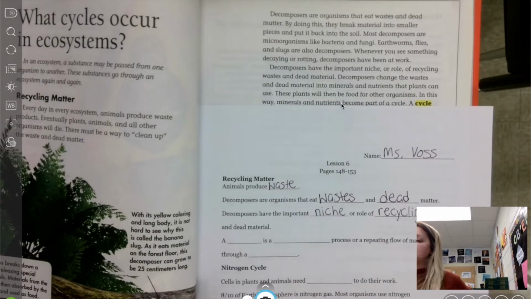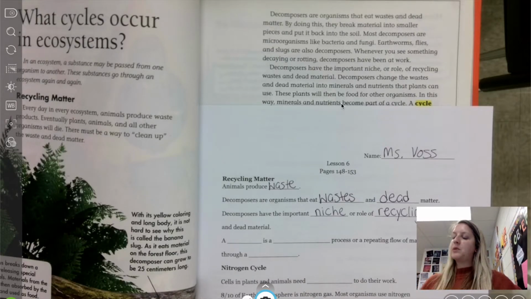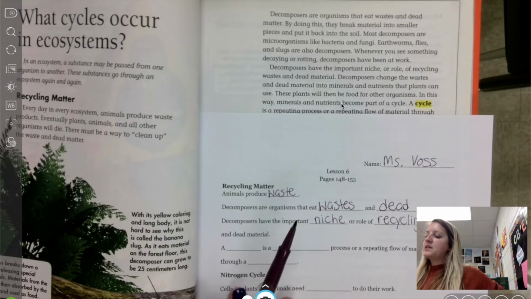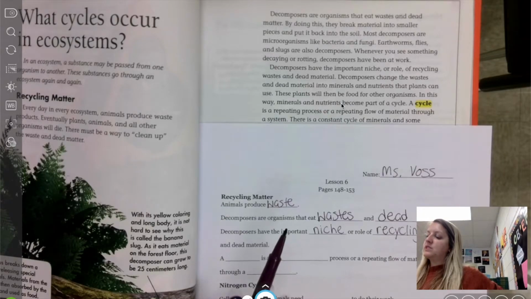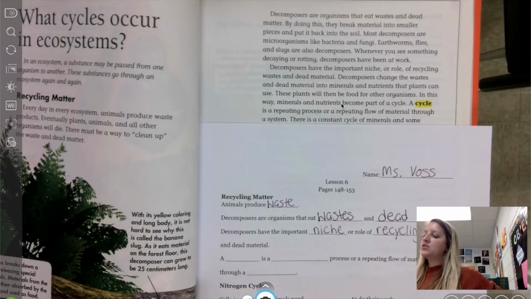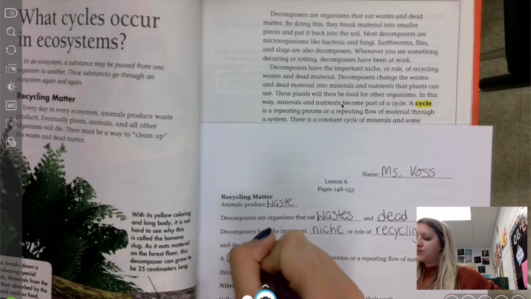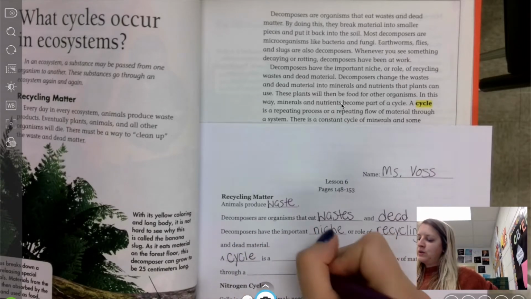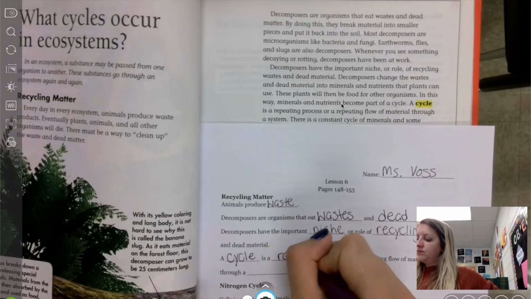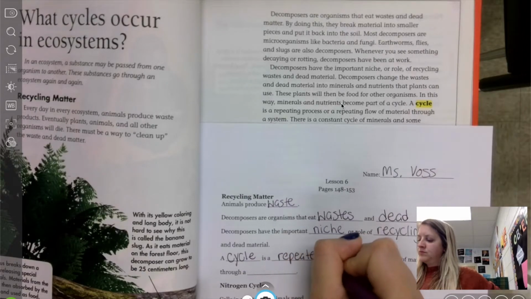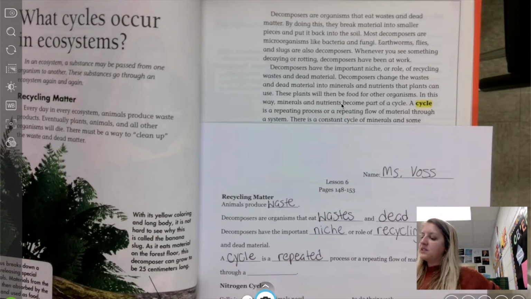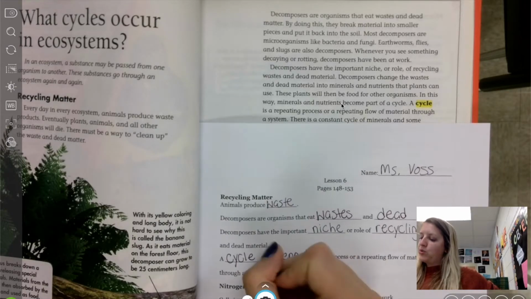Decomposers change the waste and dead material into minerals and nutrients that plants can use. These plants will then be food for other organisms. In this way, minerals and nutrients become a cycle. A cycle is a repeated process. So right away, getting that into our notes. A cycle is a repeated process or a repeating flow of material through a system.